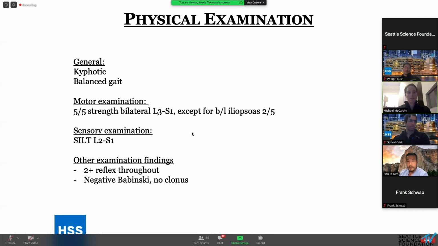So in physical exam, she's grossly kyphotic. She does have a balanced gait. She's fairly intact motor-wise, except for her iliopsoas, where she's 2 out of 5 bilaterally. Her sensation's also intact, and she has no upper motor neuron signs. She's 2 plus reflexes throughout.